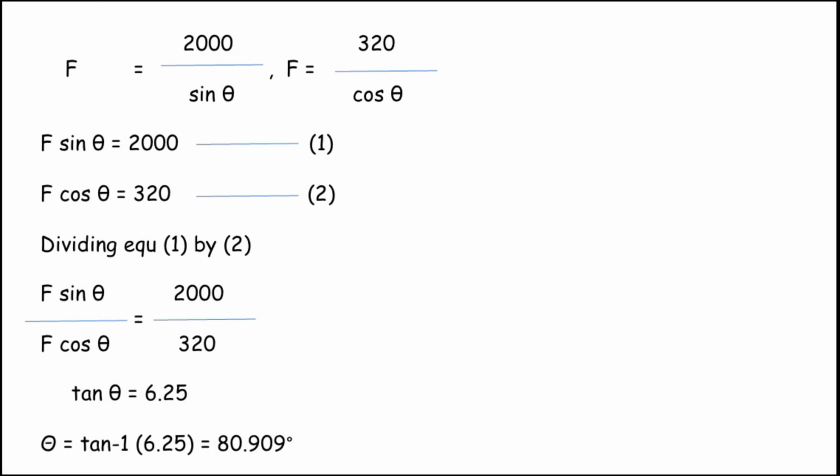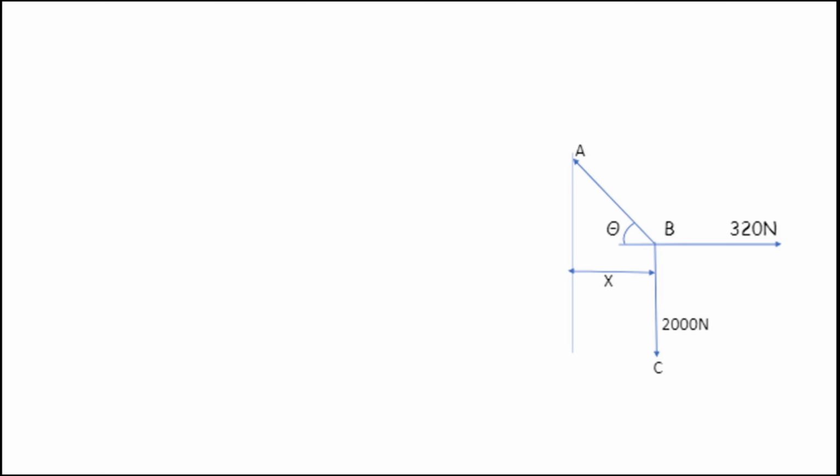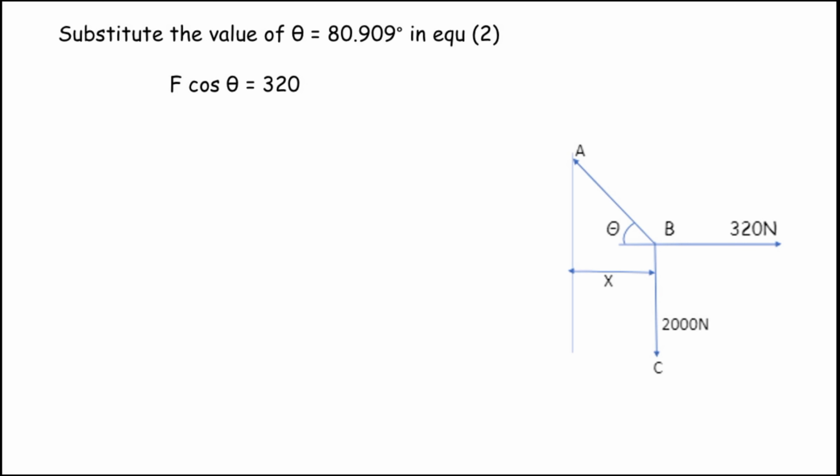I am going to substitute the value of theta, that is 80.909, in equation 2. The equation 2 is F cos theta equal to 320. Now I am going to transfer the cos from left to right, so it becomes divide. So F equal to 320 divided by cos 80.909. The value of F is 2025.278 Newton. Now we found the tension in the chain AB. It was 2025.278 Newton.